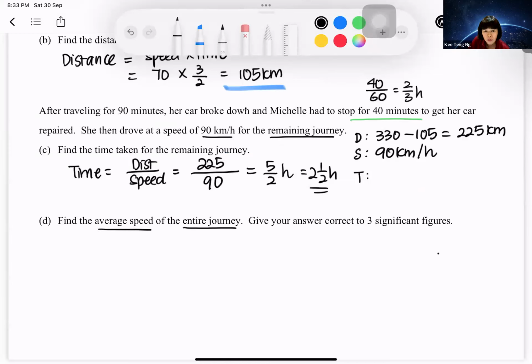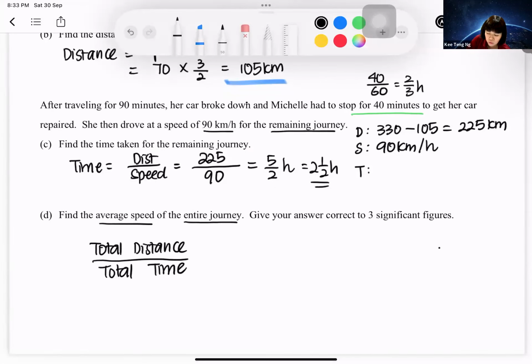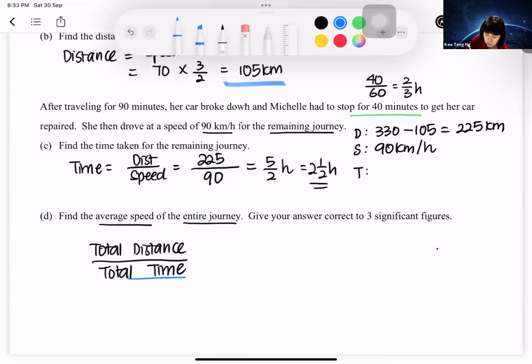Average speed for the entire journey will be total distance over the total time. When you find total distance over total time, you need to include the time that she stopped to repair her car. So the break time of 40 minutes must be included. Is that okay?